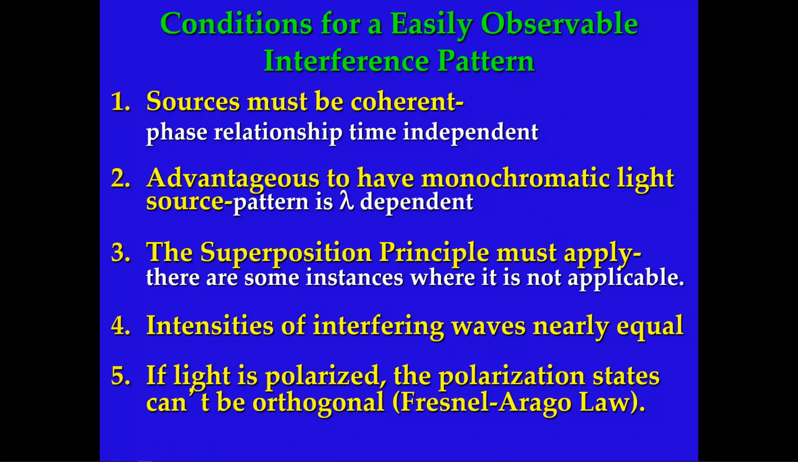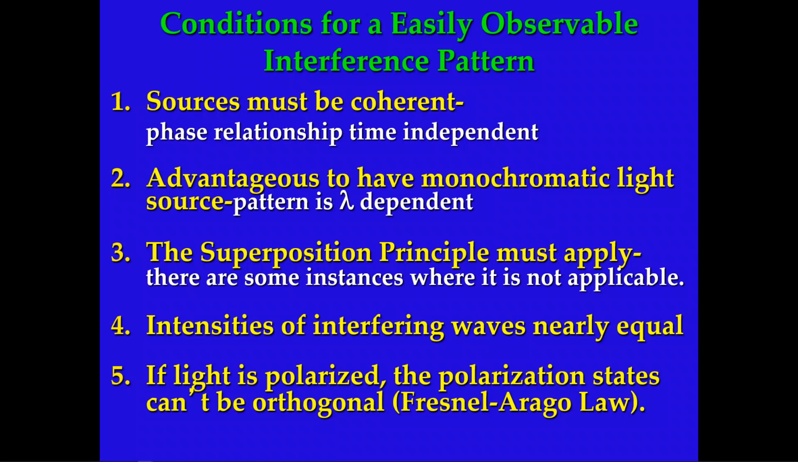Now the last one, this is really due to the characteristic of transverse waves. Transverse waves can be polarized. We're going to talk about that later. And because transverse waves can be polarized, there are certain conditions that must be met in order for us to be able to observe interference.